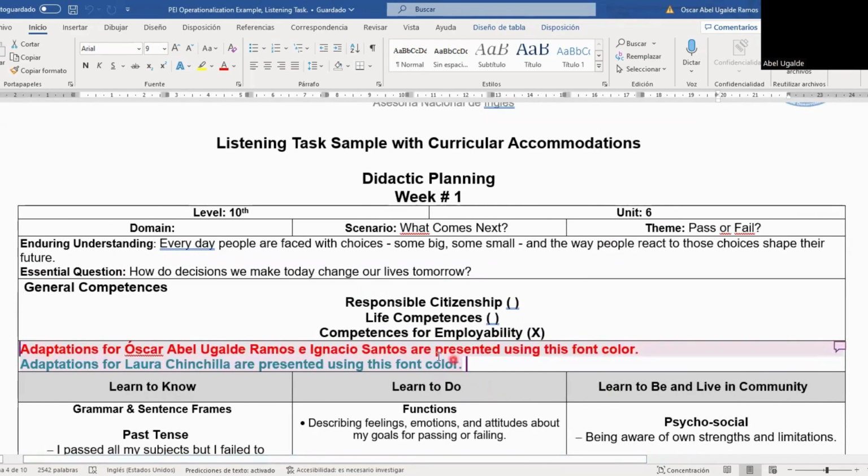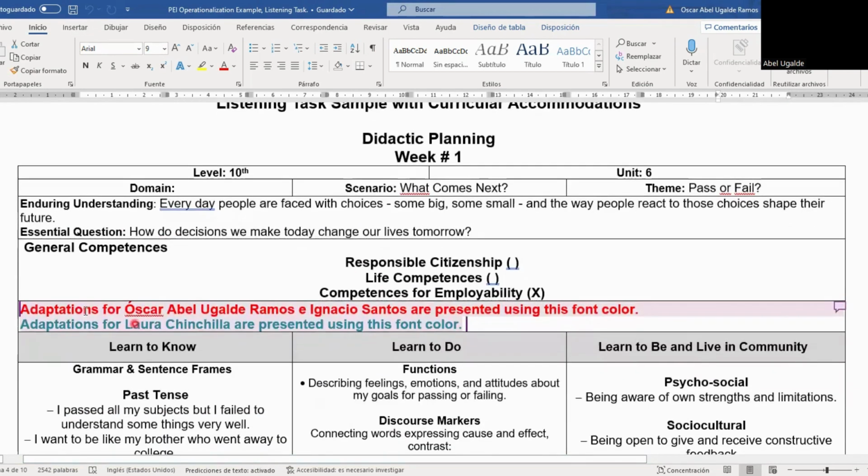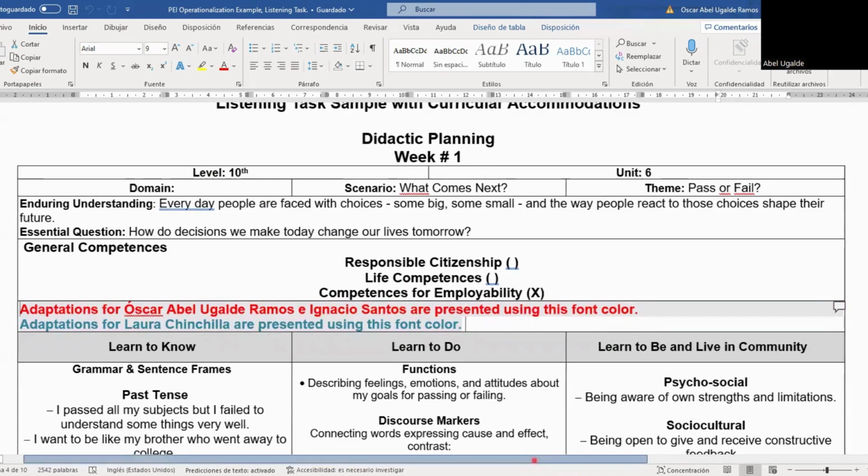Okay, first, this line down here doesn't exist. I added this line here where we write the note. Adaptations, in this case for Oscar Abelu Valderramos and Ignacio Santos. Those are 2 students I have in my 10th grade group, who have a very similar level, and they have a significant curricular accommodation.